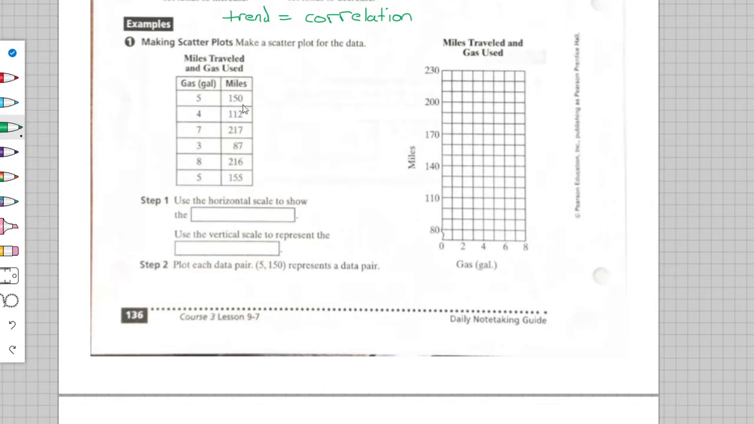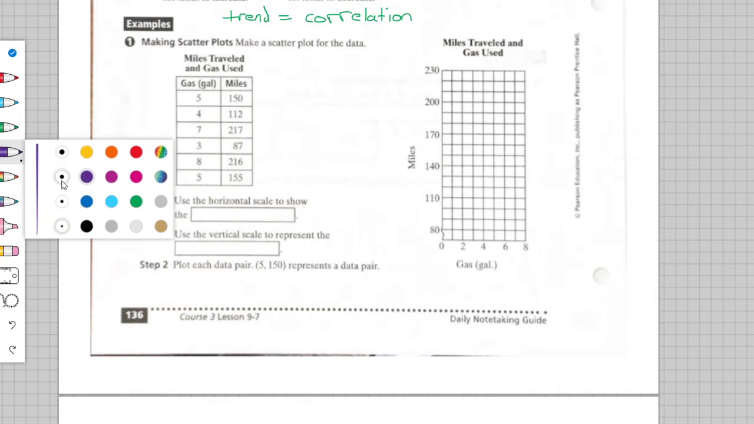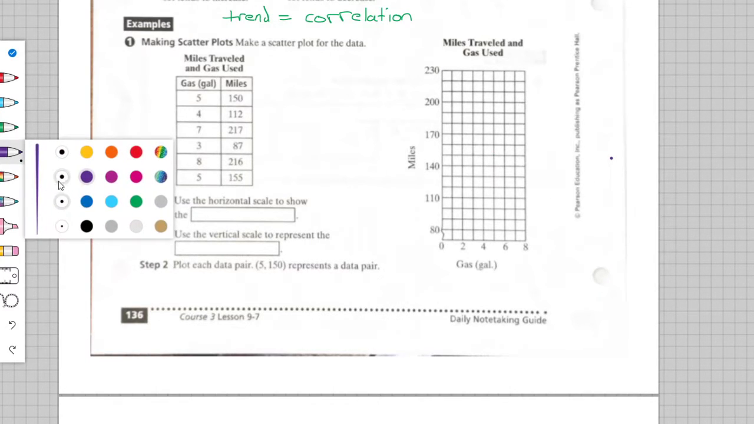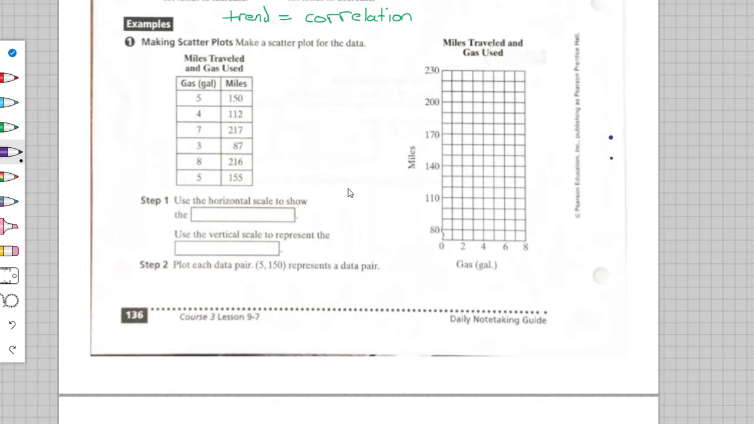So 5 and 150, so 5, and then 150. So this is 140, 150, 160, 170. So 150 is going to be right here. And let me just increase, let's use this so we can increase. Might be too much, let's see. Let's use that. Okay, so 5, 150.